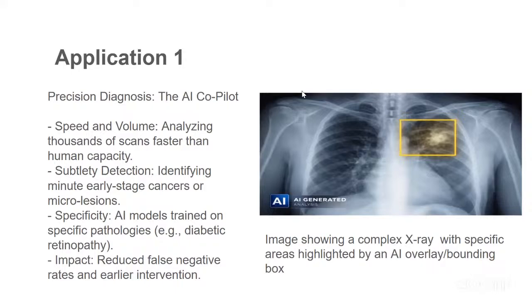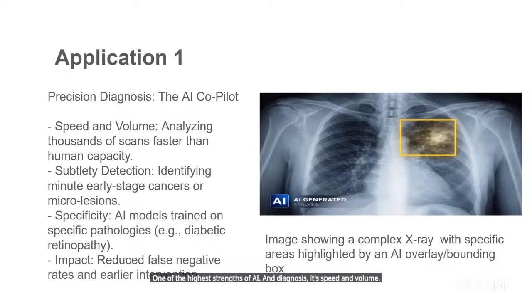So with this framework in our mind, we can now explore real-world examples that demonstrate how AI operates across these three pillars. The first application is precision diagnosis, where AI acts as a clinical co-pilot rather than a replacement for the physician. Think of AI as an extra set of highly trained eyes. One of the highest strengths of AI in diagnosis is speed and volume.